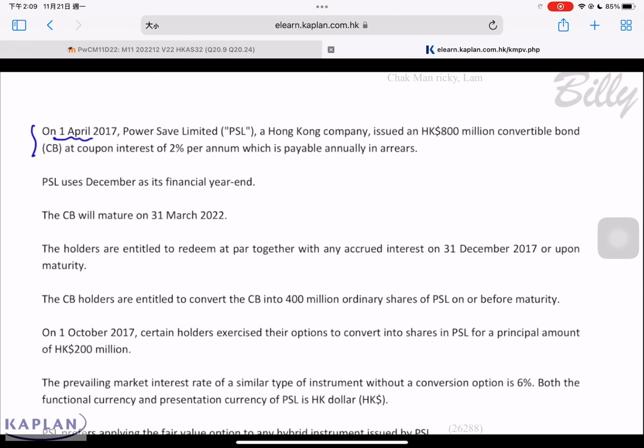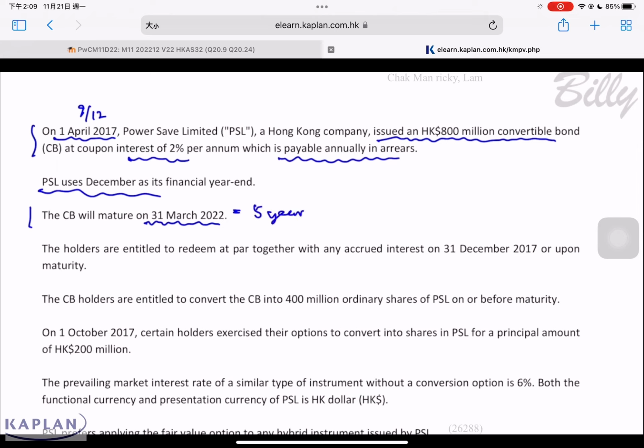On 1st April 2017, PSL issued an 800 million convertible bond at a coupon of 2% per annum, which is payable annually in arrears for the coupon interest. The year end is December, hence the bond is issued during the year to 31st December. We are looking at 9 months for this year. The convertible bond has a maturity at 31st March 2022, a 5-year bond.